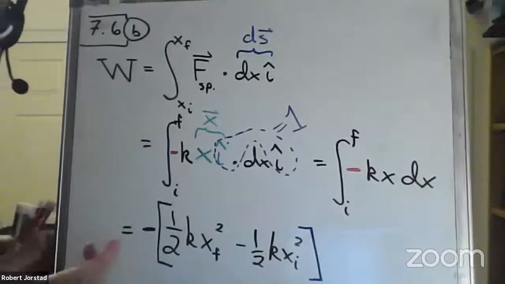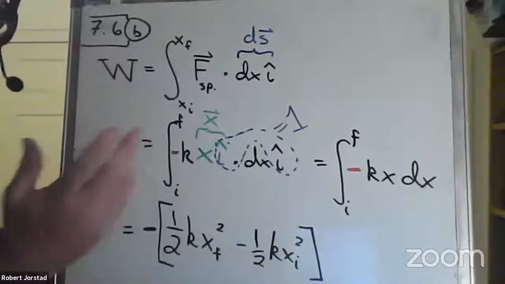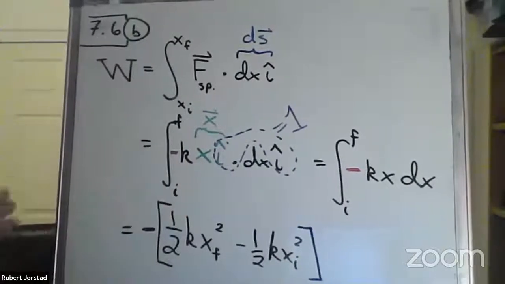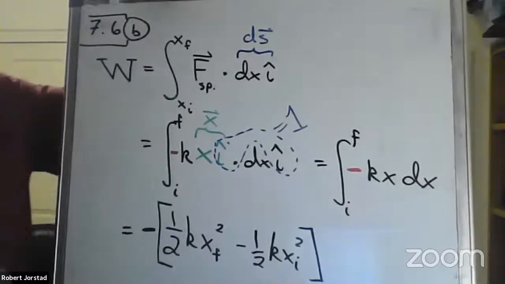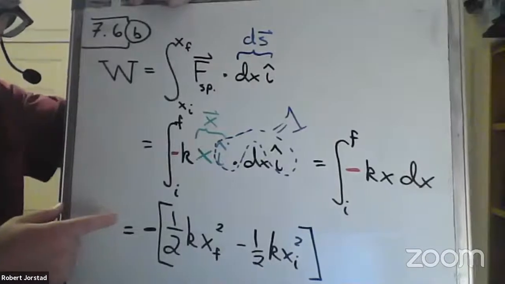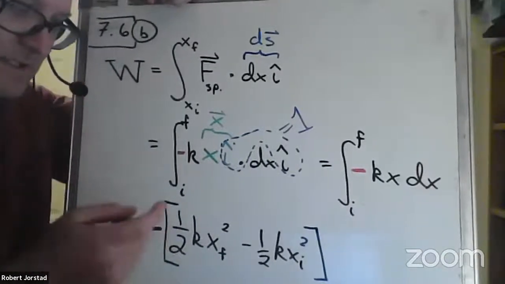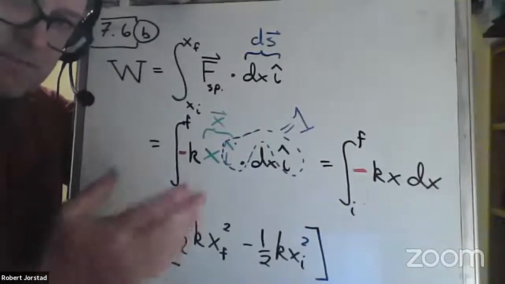This is another one of those ones. You can't do x final minus x initial first, then square it. You've got to do each term separately. In this case, I believe the problem told us that k is 40, x initial was 0, and x final was 6. So I should be able to just plug those in, right?